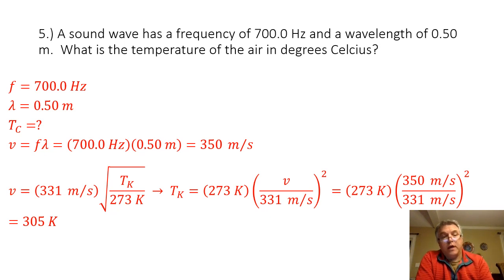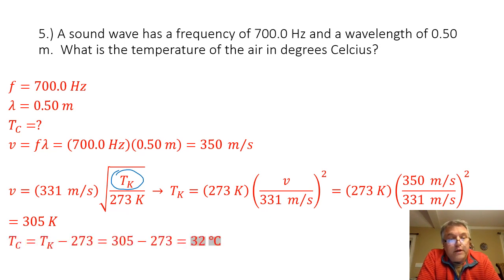And remember that you are always going to have to use the Kelvin temperature when you use this formula. You cannot plug a Celsius temperature into that formula, or when you solve for temperature, you will always have your temperature in Kelvin. So I need to convert that to Celsius. And to convert from Kelvin to Celsius is a pretty simple operation. Again, I just have to take my Kelvin temperature, subtract 273 Kelvin from that. So 305 minus 273 will give me a temperature of 32 degrees Celsius.